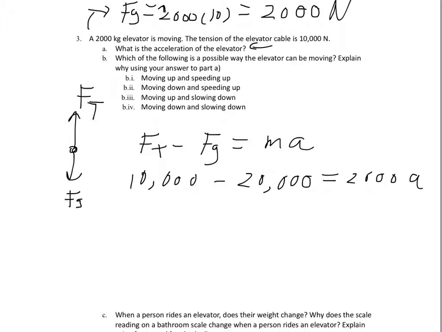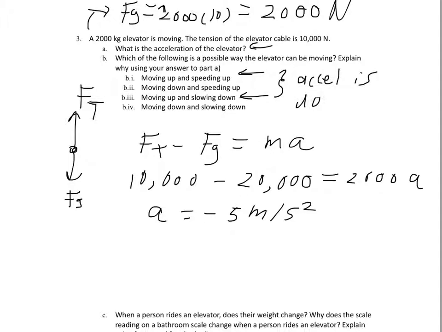When we actually solve this out, we're going to get that the acceleration is negative 5 meters per second squared. So this means one of two things. Either we are moving down and speeding up, or we are moving up and slowing down, because in both these cases, the acceleration is downwards.